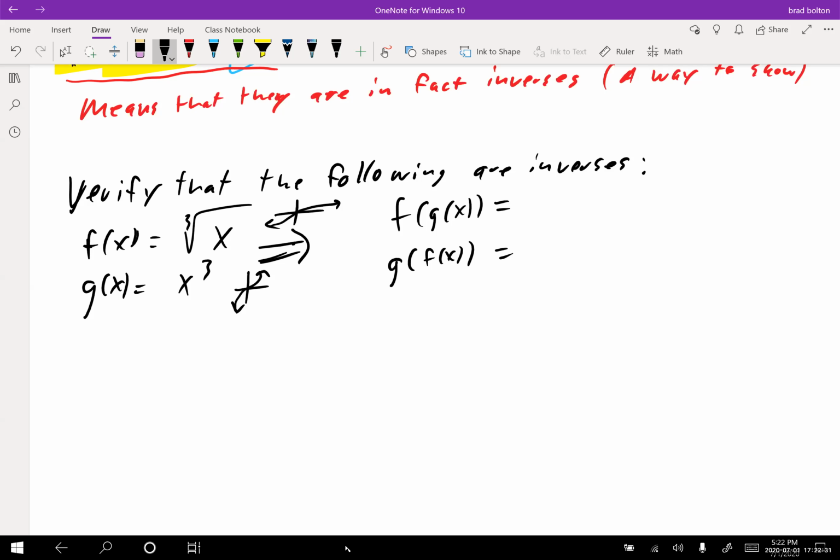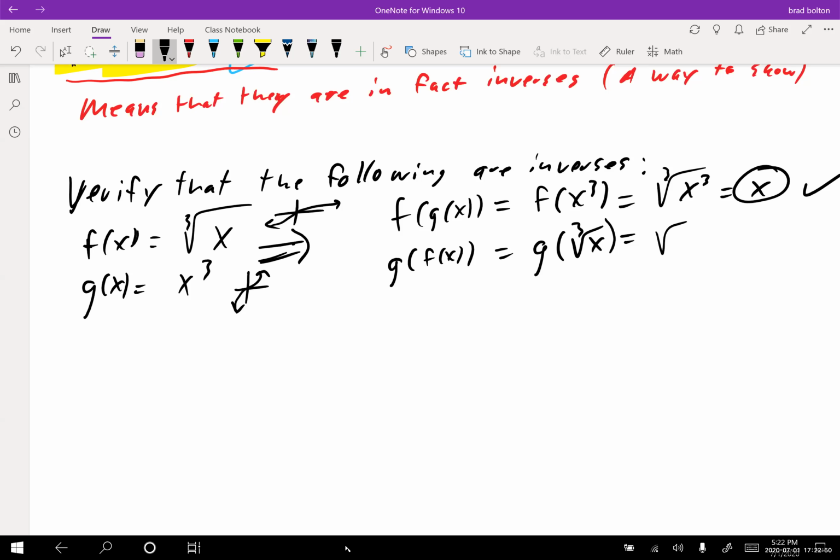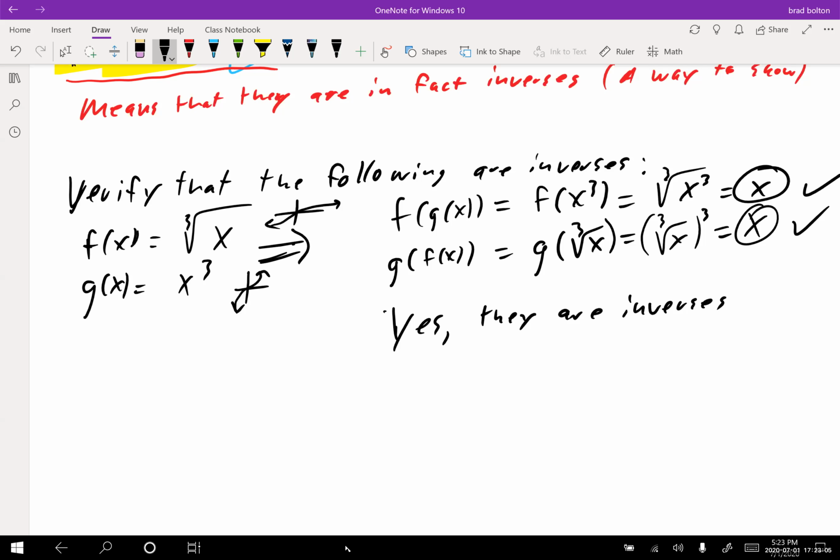So when I do this, I'm going to put x cubed into my f function, which would be the cube root of x cubed, which is in fact x, check. Now I'm going to do g of f of x, and I'm going to put the cube root of x into my g function, which would be the cube root of x quantity cubed, and then that would be x, check. So yes, they are inverses. Okay, so they are in fact inverse functions. All right, so this is something that you guys can do. There's quite a few homework problems on this that will allow you to practice this technique.